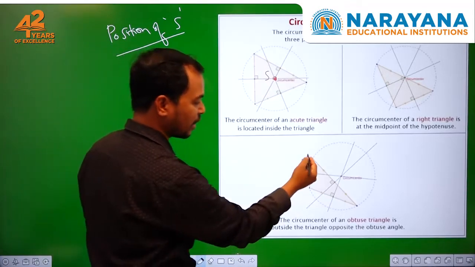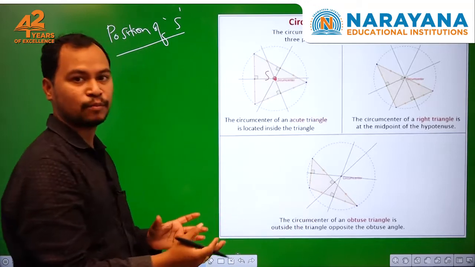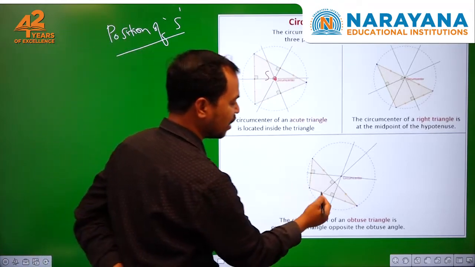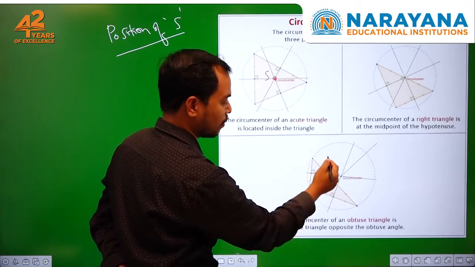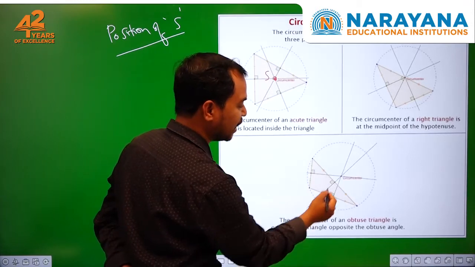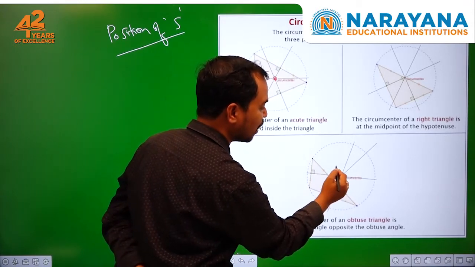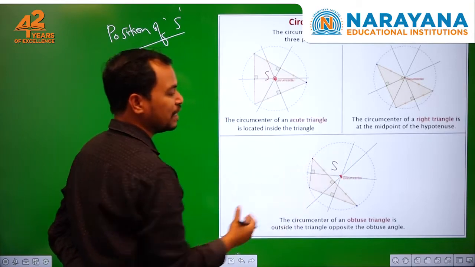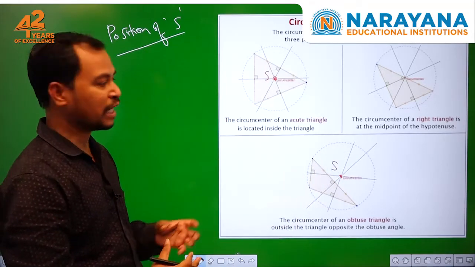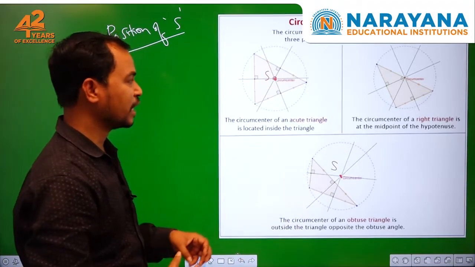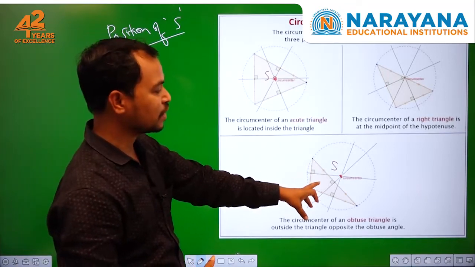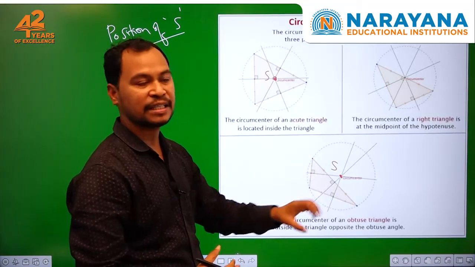Come to the obtuse angle triangle. Obtuse angle means, you know, one angle is more than 90 degrees, then it is an obtuse angle triangle. Here if I draw the perpendicular bisectors of the sides, they meet outside of the triangle. So here the circumcenter for an obtuse angle triangle lies outside.